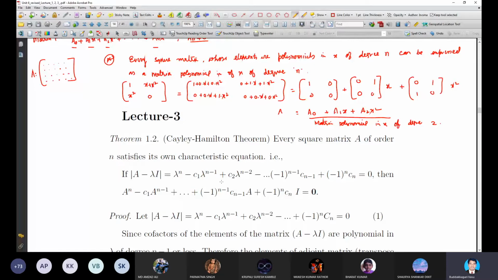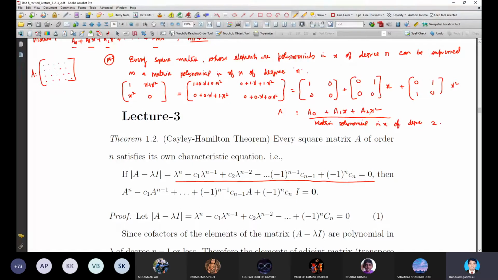What the Cayley-Hamilton theorem says is that this characteristic equation is satisfied by its own matrix, that is A. So in place of lambda, it is satisfying. That means A power n minus c1 A power n minus 1 plus and so on, plus minus 1 whole power n into cn into I is equal to 0. The characteristic equation is satisfied by its own square matrix A. This is what the Cayley-Hamilton theorem says.